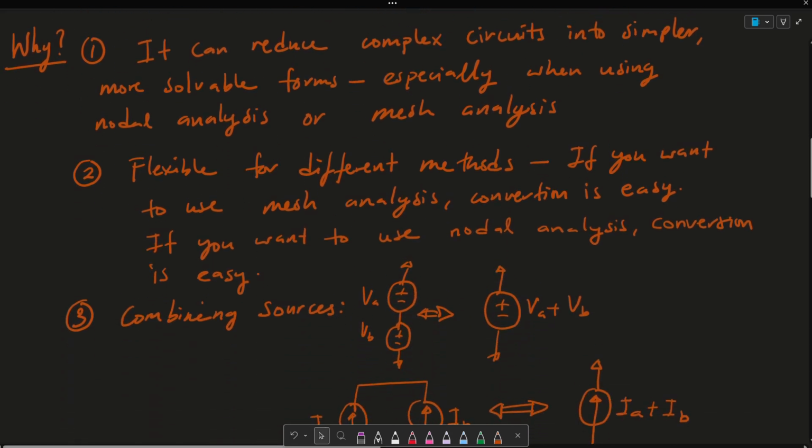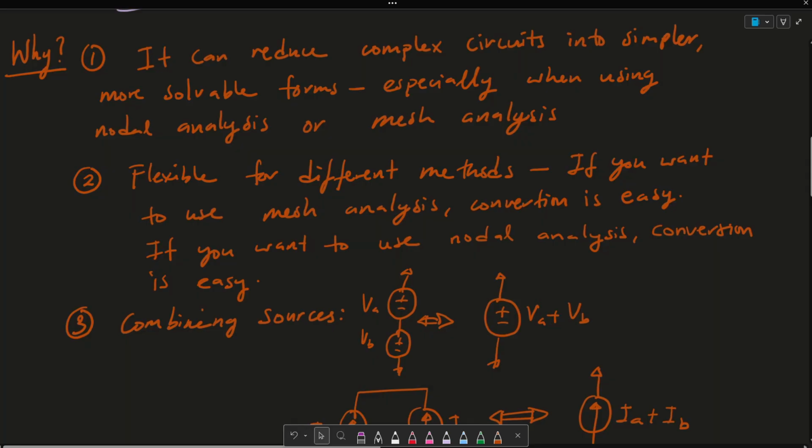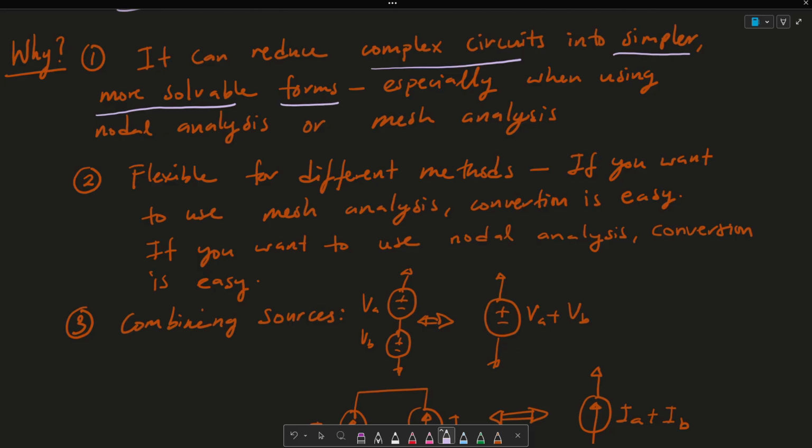Why do we need source transformation? We say that it can reduce a complex circuit into a simpler, more solvable form, especially when using things like nodal analysis or mesh analysis. It's also very flexible for different methods. For example, if you consider mesh analysis to be an easier method for you, you can convert your complex circuit using source transformation and then go ahead and use mesh analysis on a simpler, less complex circuit.